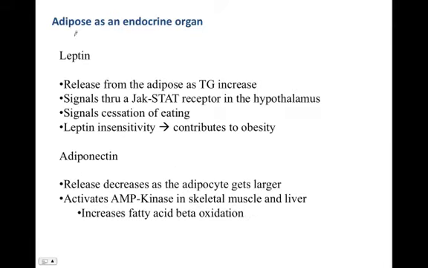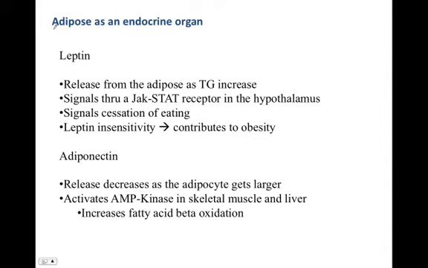More recently, adipose has been shown to function as an endocrine organ, where adipose releases signals that then impact how you utilize fuels. Adipose consists of cells referred to as adipocytes, and the adipocytes are the cells that store our triacylglycerol. These cells can become bigger as more triacylglycerol is stored, and they can decrease in size as that triacylglycerol decreases. The two hormones that your text highlights are leptin and adiponectin.